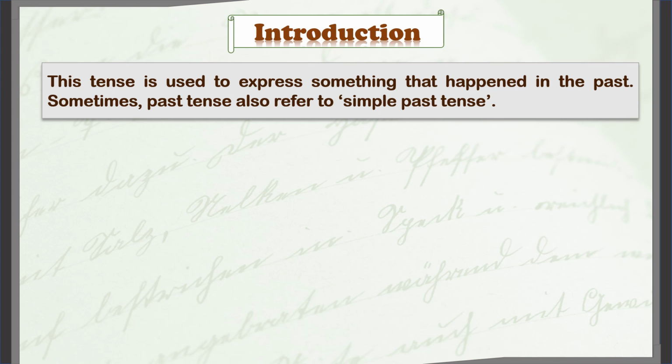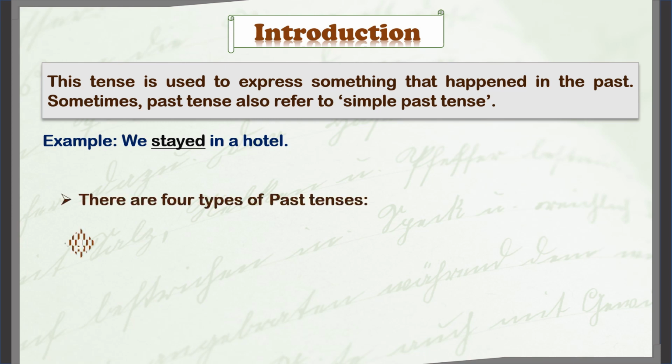Past tense is used to express something that happened in the past. Sometimes past tense is also referred to as simple past tense. For example, we stayed in a hotel. You can see here the past form of the verb stay is used in this example.